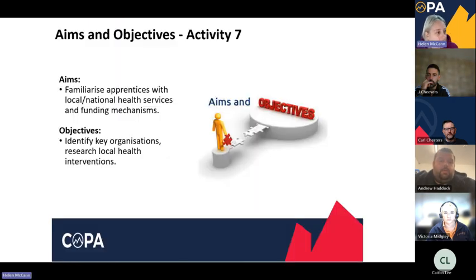So the aims and objectives for activity 7 are to familiarise yourself with the local and national health services and funding mechanisms. And then the objectives are to identify key organisations and research local health interventions. So this should hopefully help you understand what's available for you to tap into and what might be missing in your current wellbeing strategy.